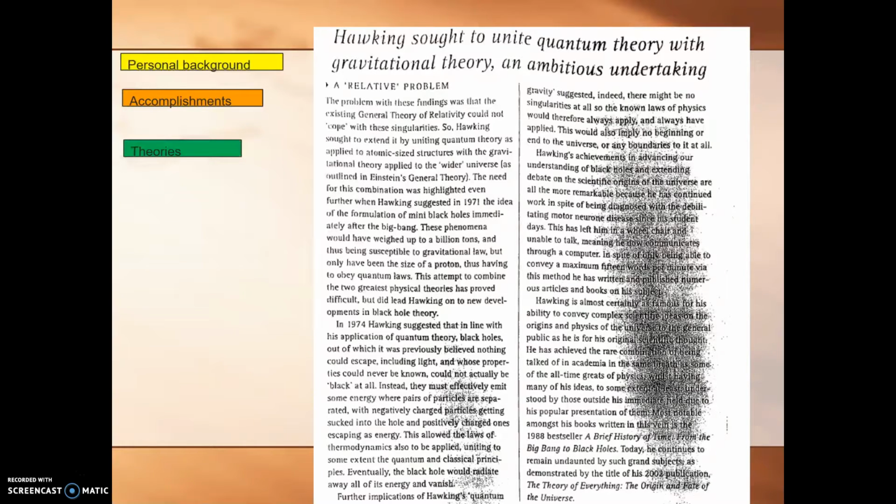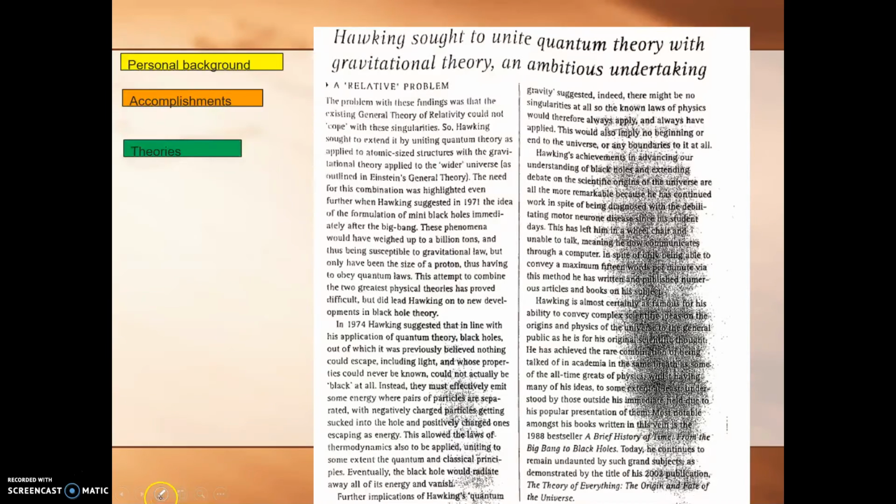The problem with these findings was that the existing general theory of relativity could not cope with these singularities. So Hawking sought to extend it by uniting quantum theory as applied to atomic-sized structures with the gravitational theory applied to the wider universe, as outlined in Einstein's general theory. The need for this combination was highlighted even further when Hawking suggested in 1971 the idea of the formulation of mini black holes immediately after the Big Bang. These phenomena would have weighed up to 1 billion tons and thus been susceptible to gravitational law, but only have been the size of a proton, thus having to obey quantum laws. This attempt to combine the two greatest physical theories has proved difficult, but it did lead Hawking on to new developments in black hole theory.